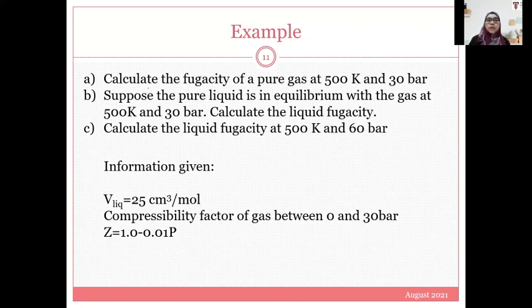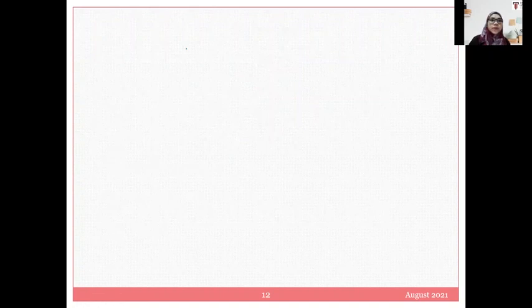First question: calculate the fugacity of a pure gas at 500 K and 30 bar. Second, suppose the pure liquid is in equilibrium with the gas at 500 K and 30 bar. Calculate the liquid fugacity. So we need to determine the fugacity in vapor, and second, the fugacity in liquid. The term equilibrium is important here. Third, calculate the fugacity of the liquid at 500 K and 60 bar. The given pressure in the first is 30 bar, and in the second it is 60 bar. All the information is given. So let's proceed to part A first.